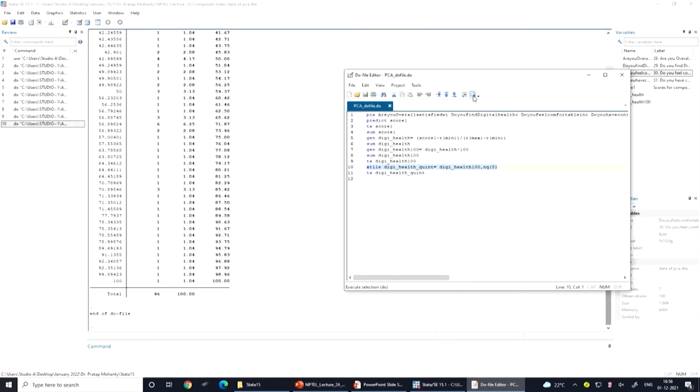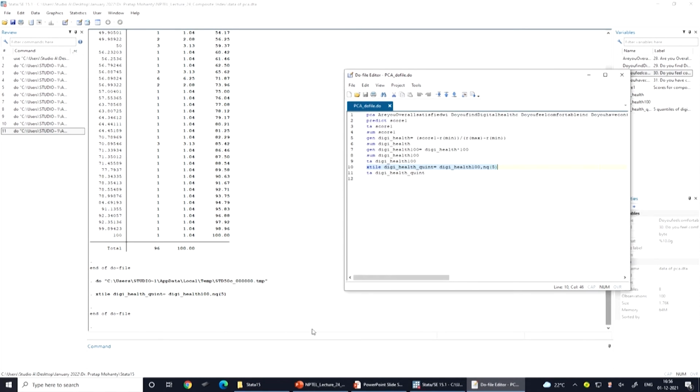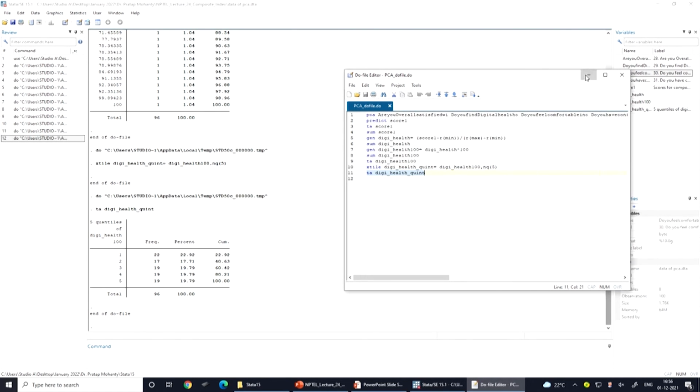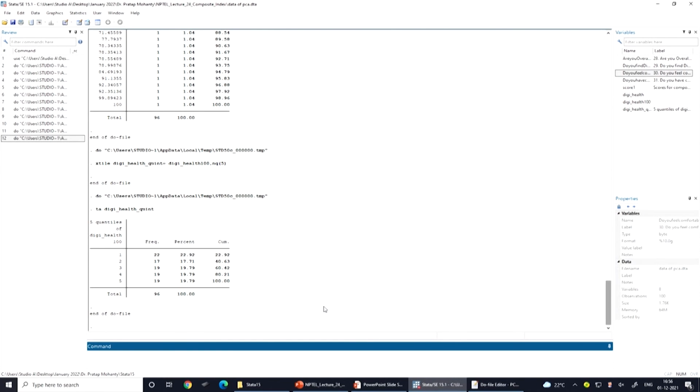At this moment it is 5, we are just running it, and you can see how it looks. We are going to tabulate and get the frequency distribution of it. So here it is on your screen. These 5 indicators are on your screen. We have defined the composite index called DG health in quintiles. There are 5 categories, and you can easily understand what percentage falls in each category.